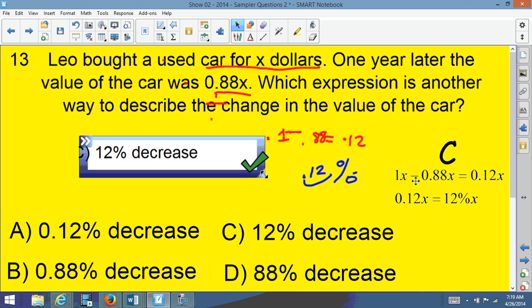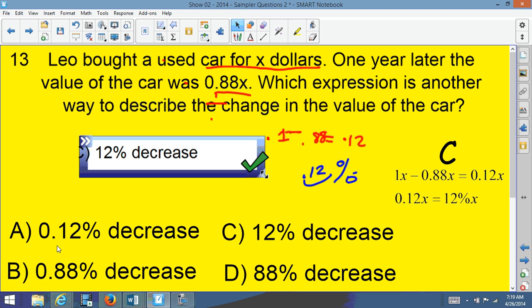So here's what I did again. I took 1x minus 0.88x, which is the value that it was left over at the end of the year, which gave us a difference of 0.12x. And if I move the decimal point over 2 places to the right, that's 12% of x, whatever the price was. So that's letter C.